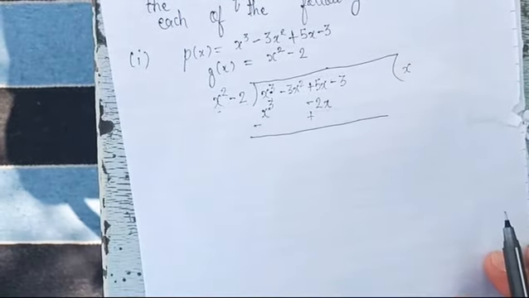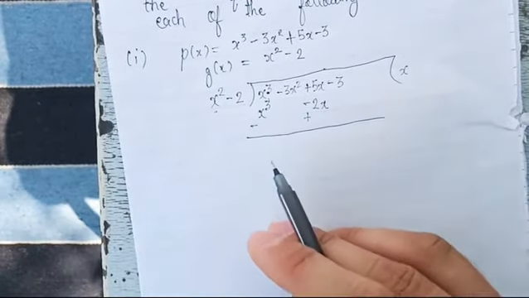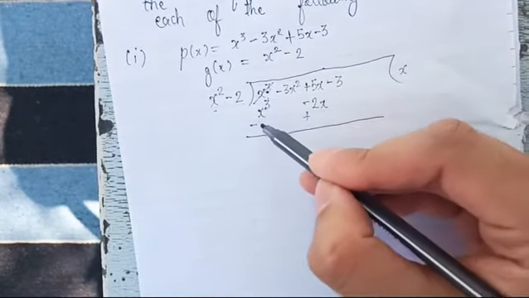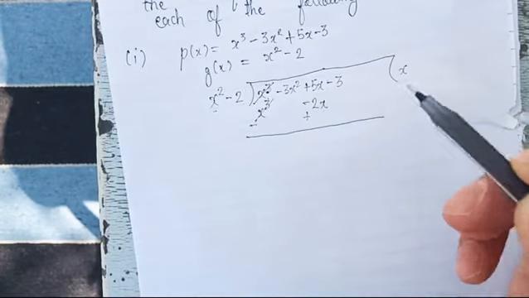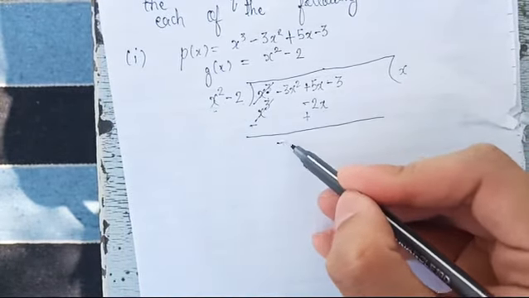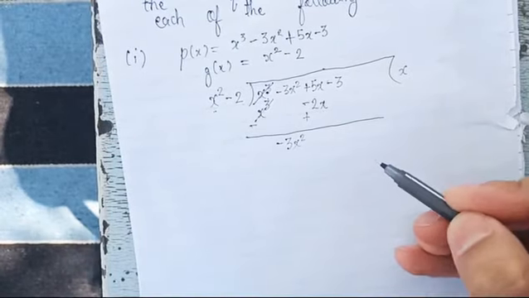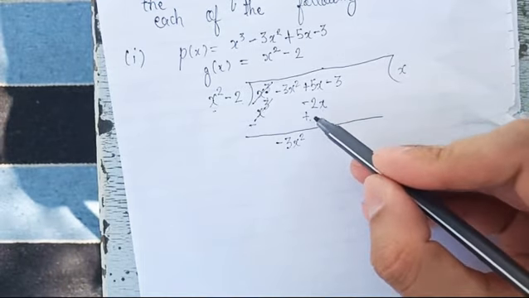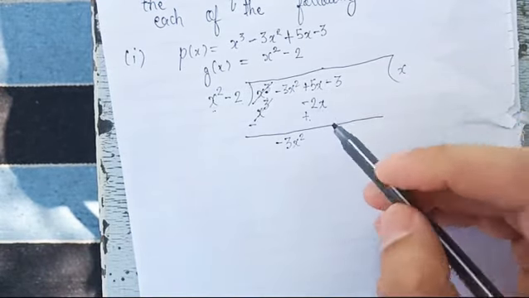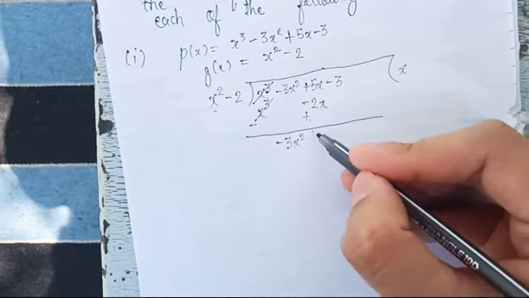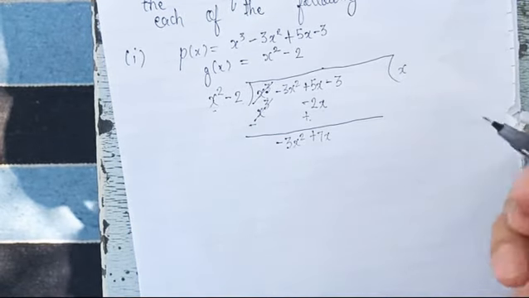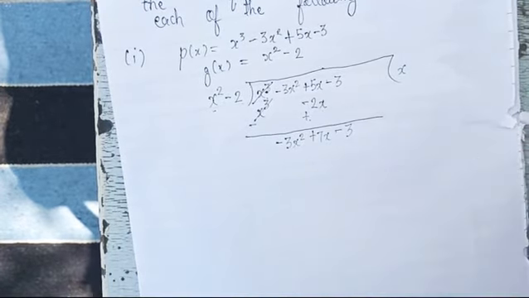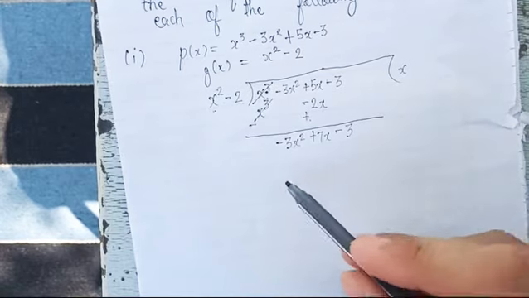Now solving the question. See, x cube minus x cube, both the terms are equal, they will get cancelled. Okay, now minus 3x square as it is. Okay, 5x plus 2x, not minus 2x. Okay, its sign is changed now, so 5x plus 2x will become 7x. Okay, now minus 3 as it is. Now again we will have to divide it.